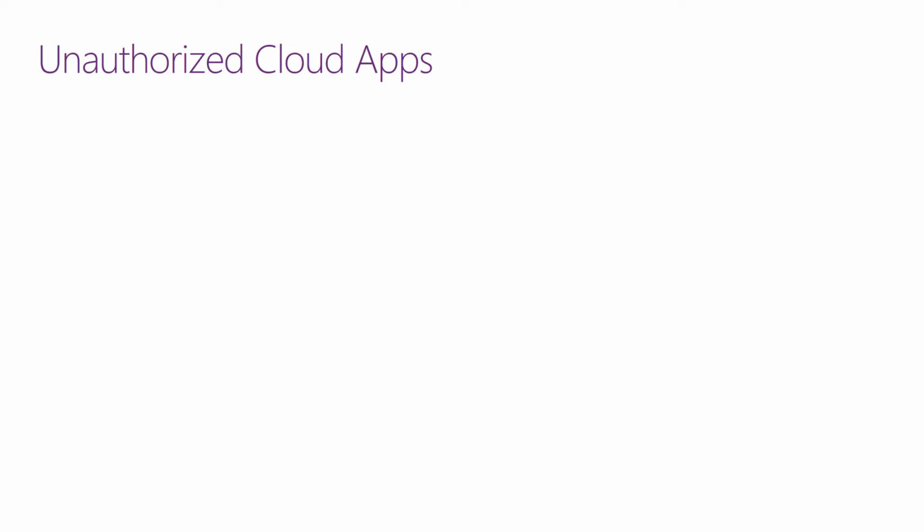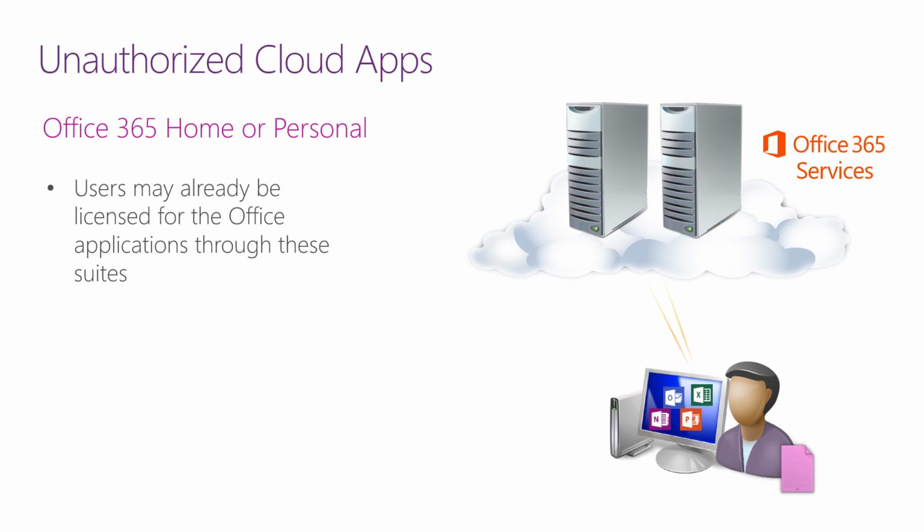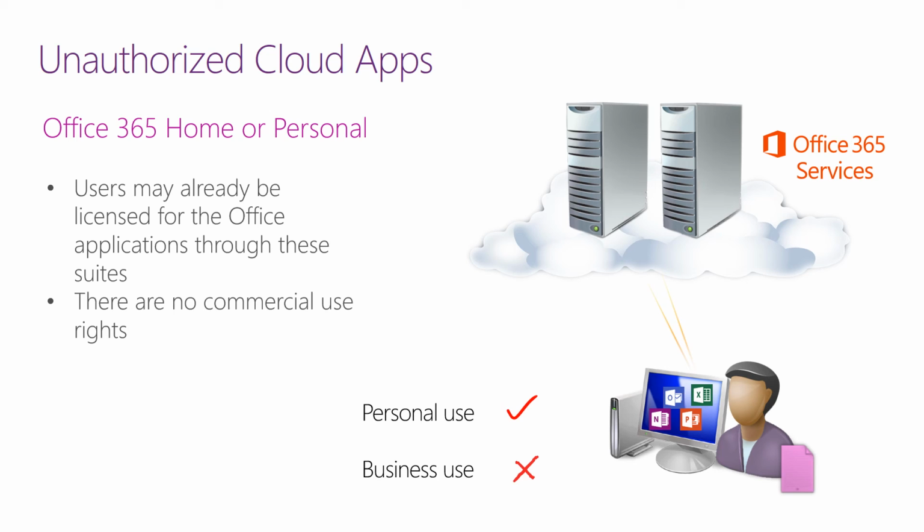Here I've taken the Office 365 Home or Personal plans. Now, users could already be licensed with one of these plans for their personal devices, and thus they have access to the Office applications. It's tempting to think that because they are licensed for these applications, it's okay for them to bring their personal devices into the workplace and to use them with the Office applications to carry out their daily work. However, there are no commercial use rights granted with these licenses, and so this is again not a compliant position. So within a business, generally speaking, if you want your users to use cloud services for the purposes of that business, then you need to acquire licenses for them through the business.